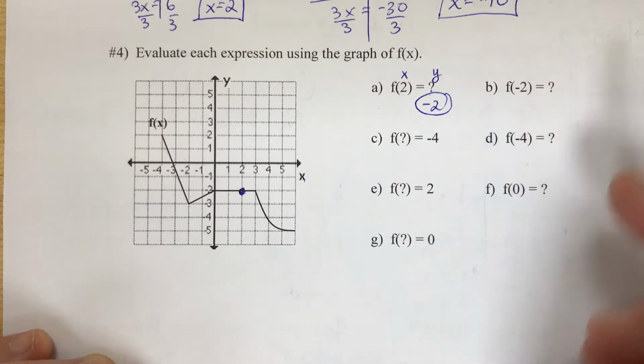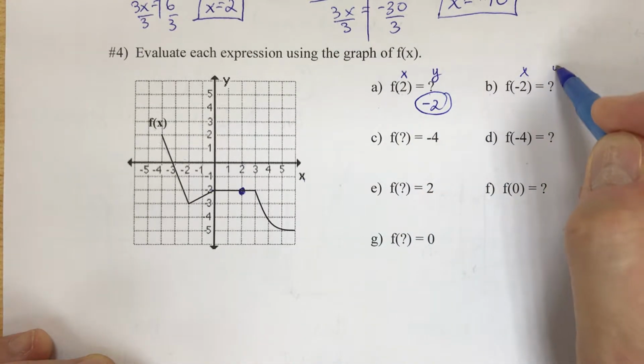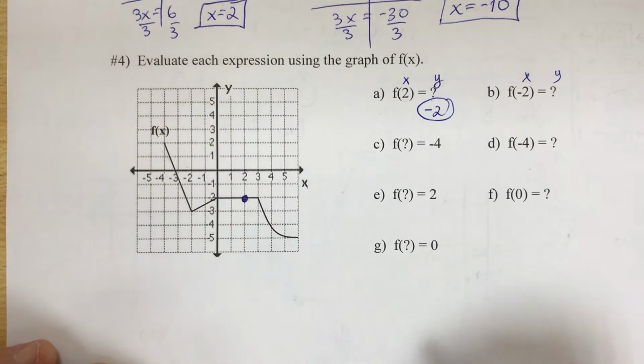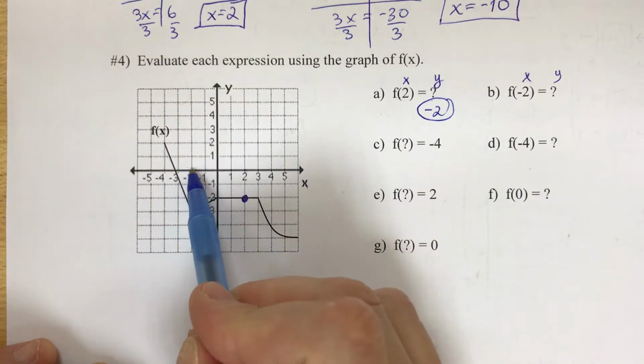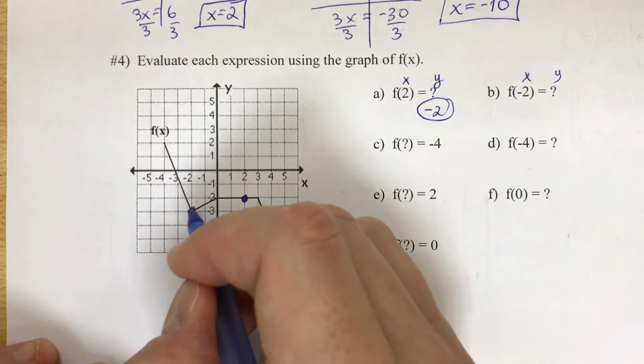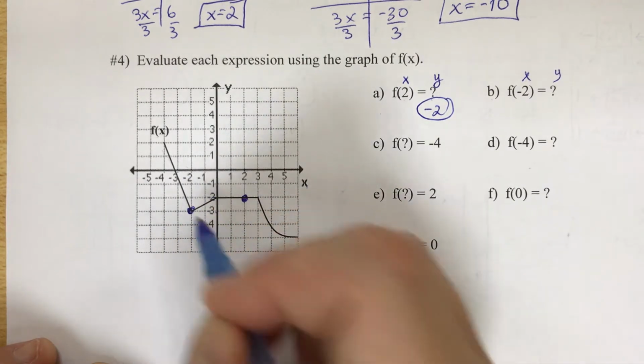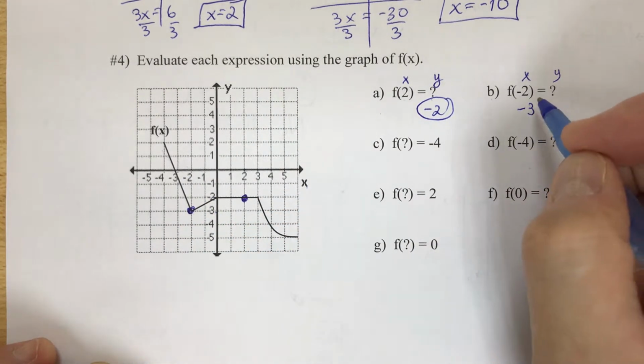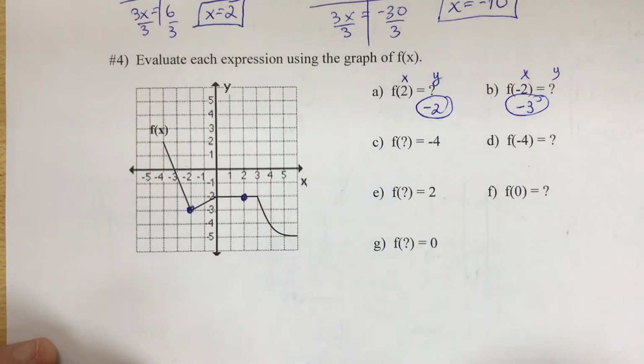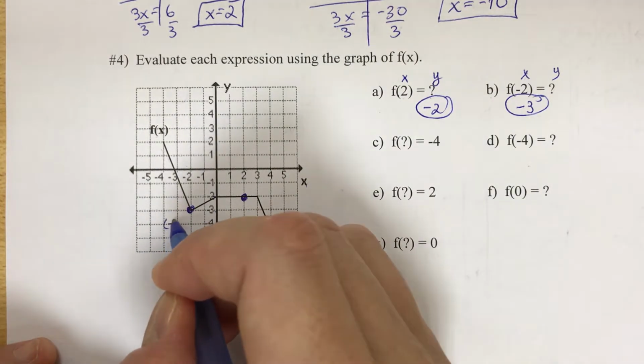What about when x is negative 2? What is the y value? So when x is negative 2, that puts us down here. What's the y value? Negative 3. So I'm looking at the ordered pairs.